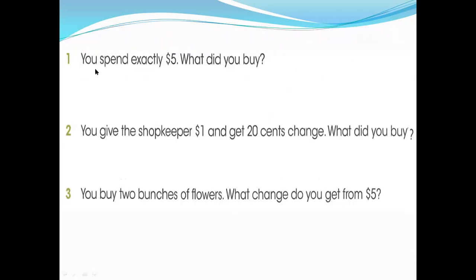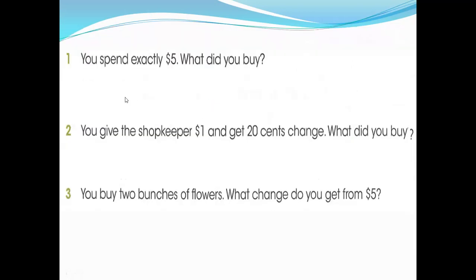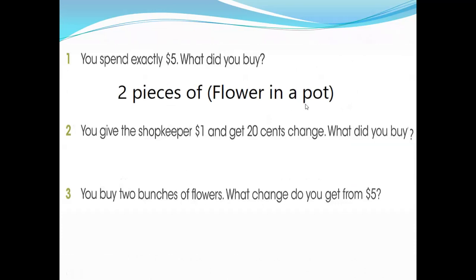Okay, you spent exactly $5. What did you buy for $5? There is no exactly $5 item, so maybe we buy two things, maybe more than two, maybe one. Like we buy flour in a pot, $2.50. This is the price for one piece. If we buy two, 2.50 plus 2.50 is equal to 5. So we buy two pieces of flour in a pot.